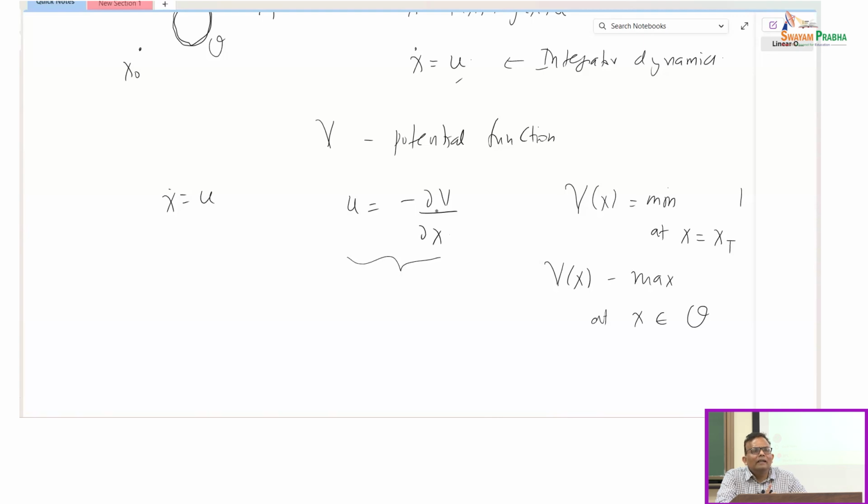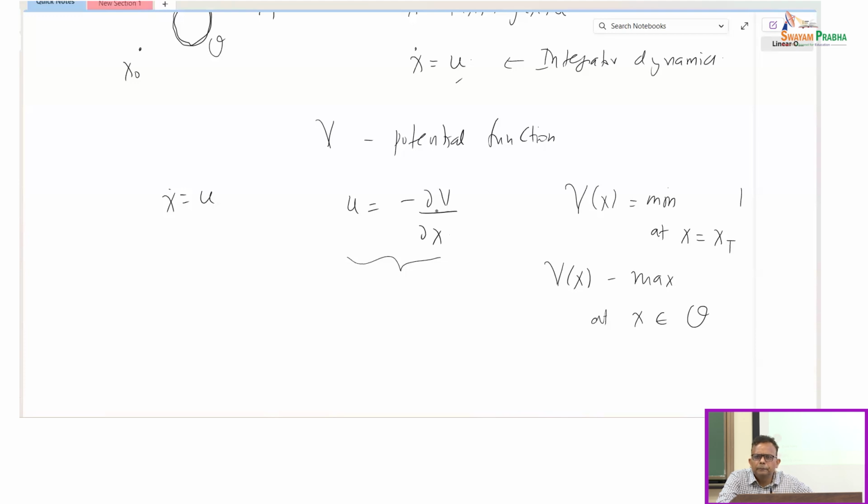Now, for the case when it is possible to actually find one, those are called navigation functions. Navigation functions are the ones which are guaranteed to solve this problem. But the construction of a navigation function is again tricky. You don't know how to construct them, except for very special cases. So these are the challenges with some of these existing deterministic methods when it comes to motion planning.